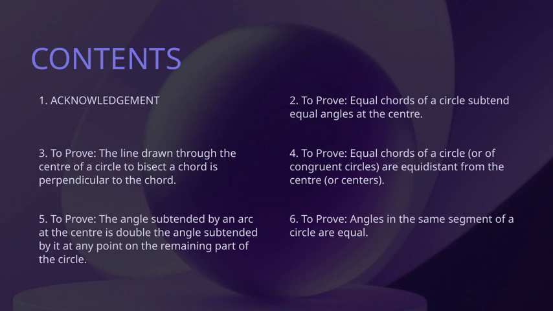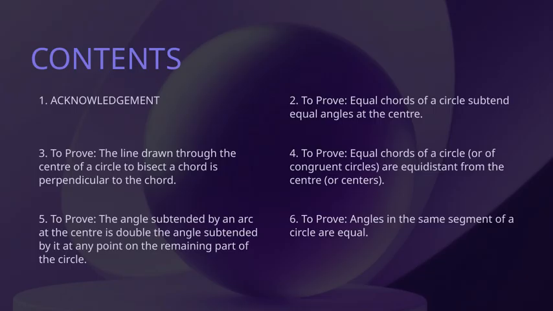The third point discusses equal chords. It says that if two chords are equal in length within a circle, then they will subtend equal angles at the center. This ties the concepts of chord length and central angles together, emphasizing their connection.